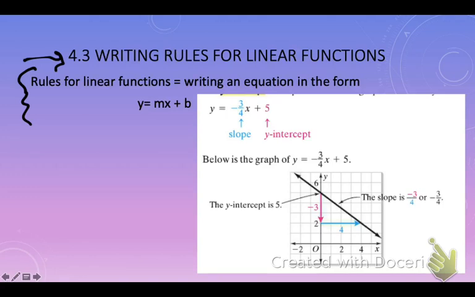So we're going to write rules for linear functions. Rules for linear functions, what does that mean? The only thing we're going to do is write an equation in the form of y equals mx plus b, which we've been doing. I might give you a graph, I might give you a table, and I'm going to show you how to write an equation based on that information.